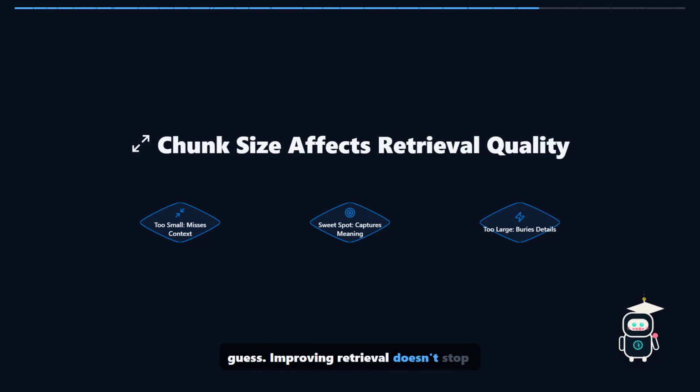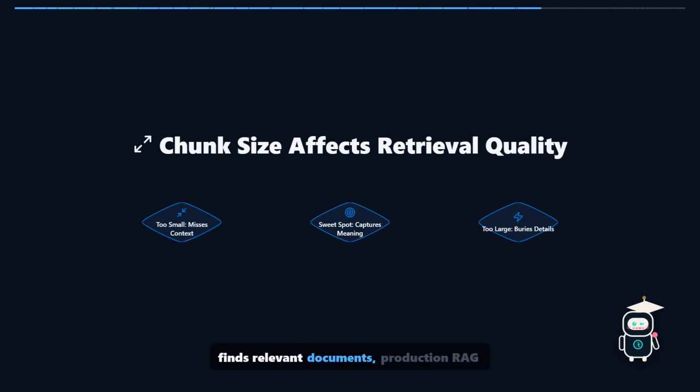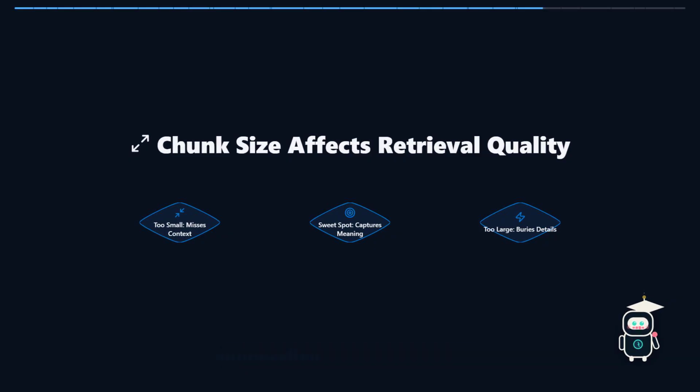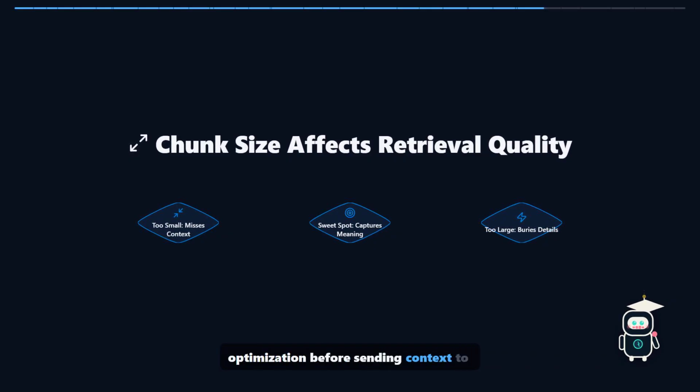Improving retrieval doesn't stop there. Even after the retriever finds relevant documents, production RAG systems often perform one more optimization before sending context to the language model. This step is called re-ranking.